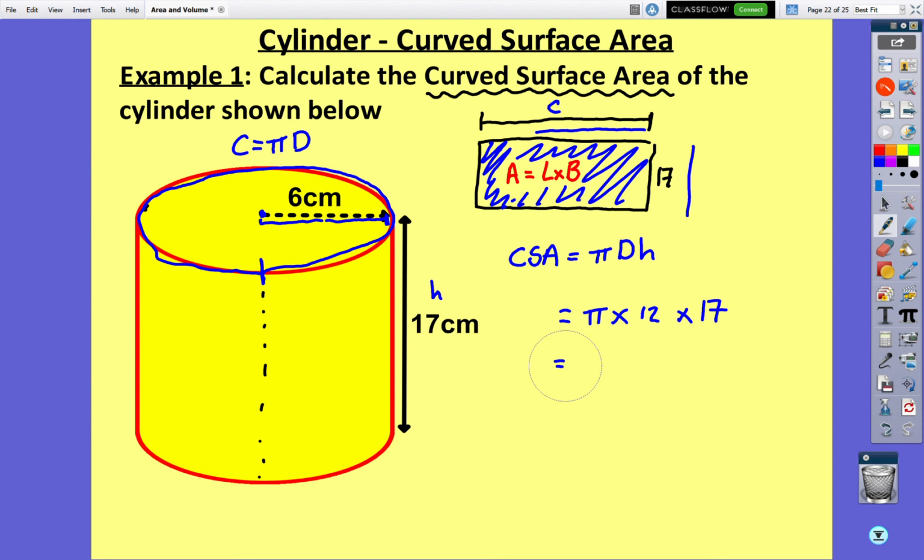Plug that in your calculator: pi times 12 times 17. This gives you 640.9, and it's just centimetres squared because it's an area this time. Okay, so this curved surface area bit is tricky. However, if you remember this equation, it's fairly straightforward.